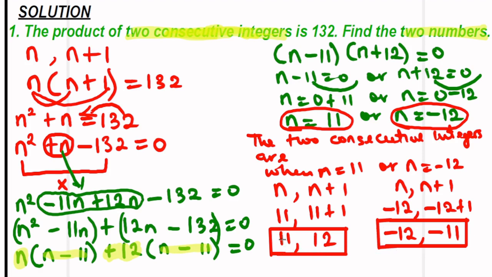So we can actually check to know if we'll get the same answer. The question says the product of two consecutive integers is 132. Find the two numbers. So now that we've gotten the two numbers, let's multiply them to know if we can get 132. So 11 times 12 is 132. Minus 12 times minus 11 is 132. So our answer is correct. Now let's move to question number 2.